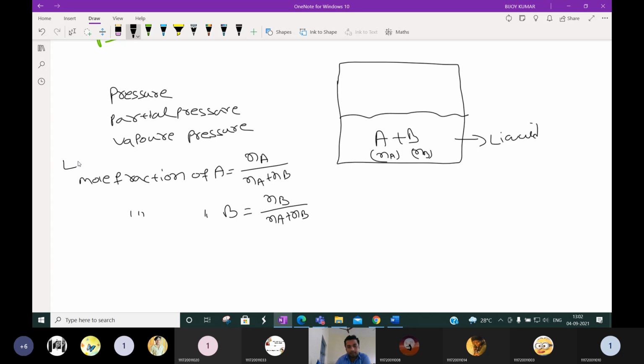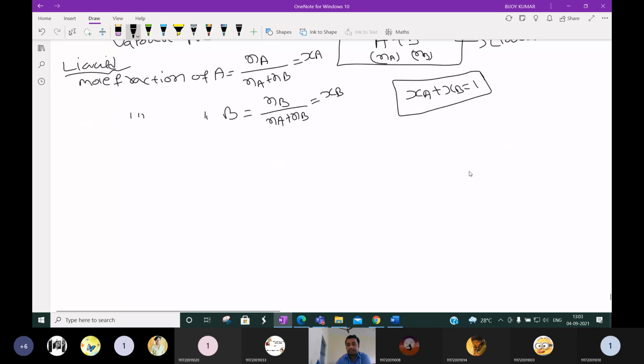See, till now we have only liquid. Yes or no? In that liquid we consider two components. The mole fraction of A we represent by Xa, and the mole fraction of B by Xb. Yes or no? Okay. And the total mole fraction is always equal to 1. So, second case.